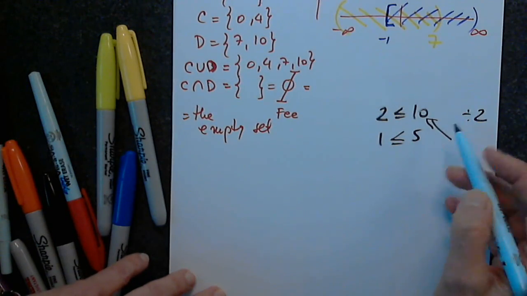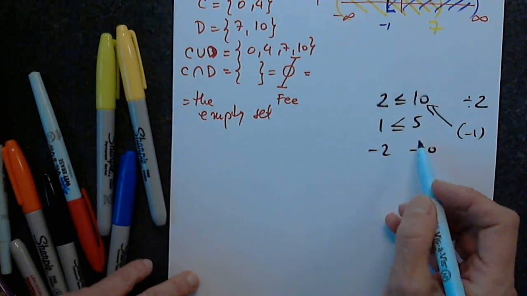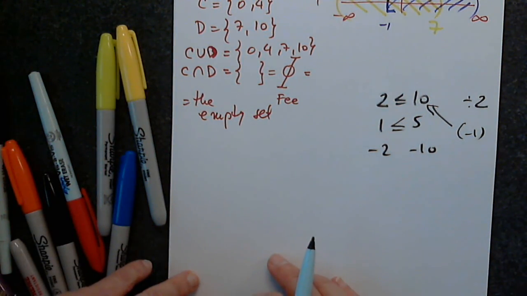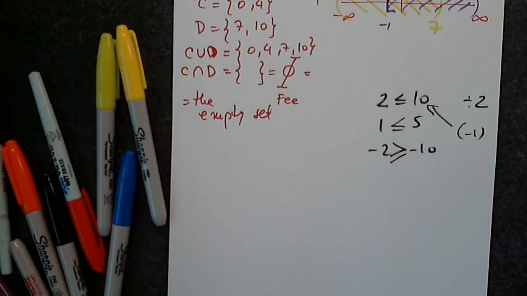But if for the same inequality I multiply both sides by -1, I get -2 and -10, and this cannot be correct anymore. This time -2 is greater than or equal to -10, because -2 is to the right-hand side of -10. So everything that is to the right-hand side has to be bigger than what I have on the left-hand side.